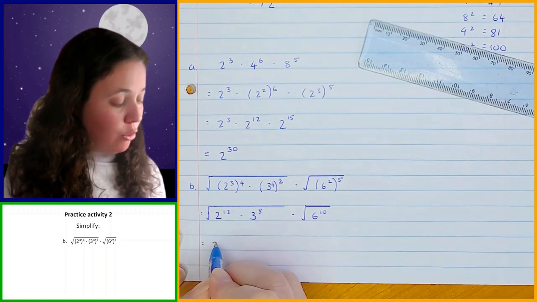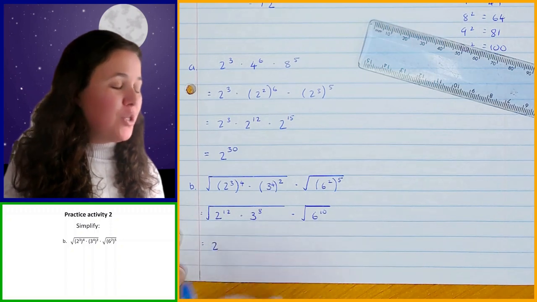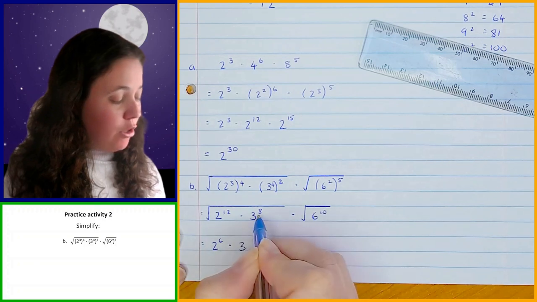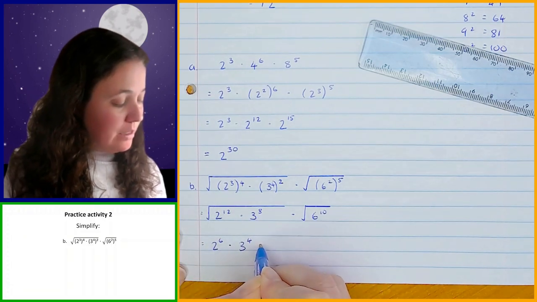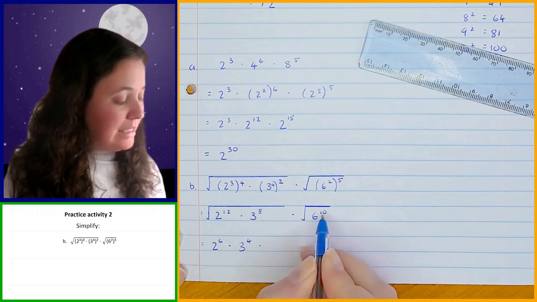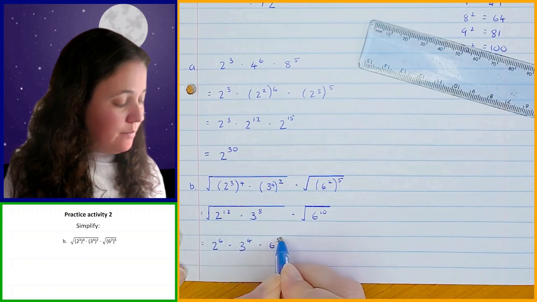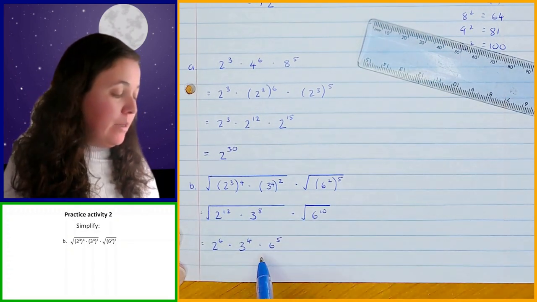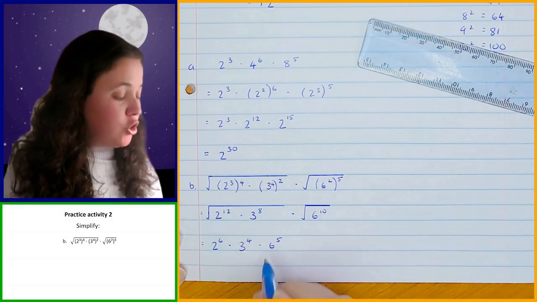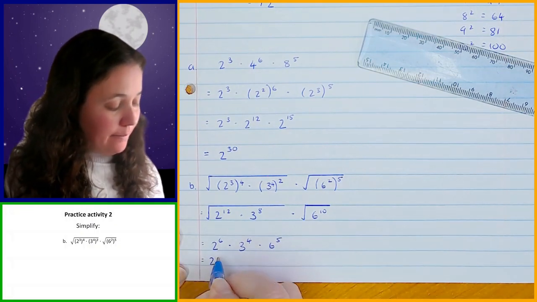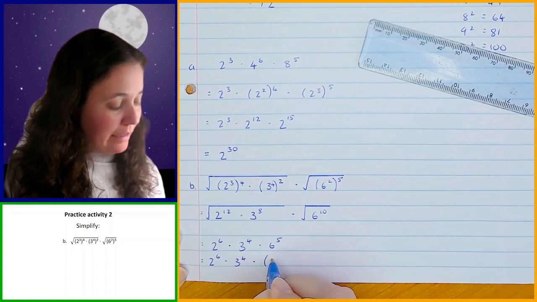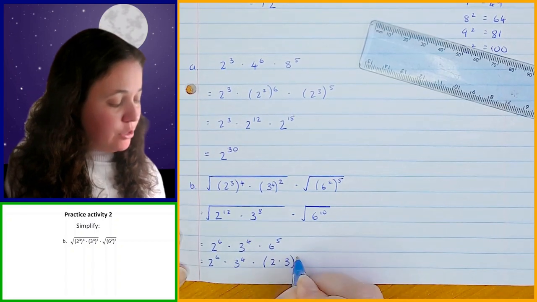So I've got 2 to the power of 12 divided by 2, which is 6, times 3 to the power of 8 divided by 2, which is 4, times 6, this is also the square root, so 6 to the power of 10 divided by 2, which is 5. Okay, so now I've got a problem because I don't have anything that has the same basis. So I'm going to change the 6 to a 2 times 3, in brackets, 2 times 3 to the power of 5.